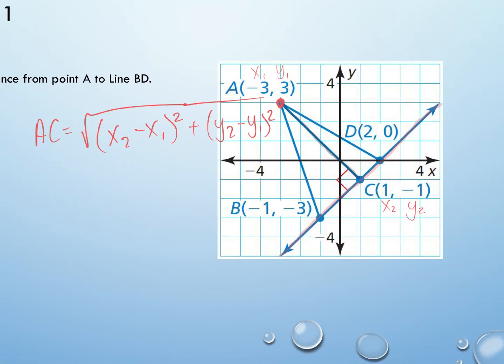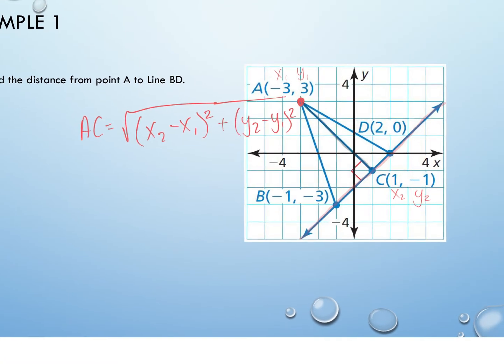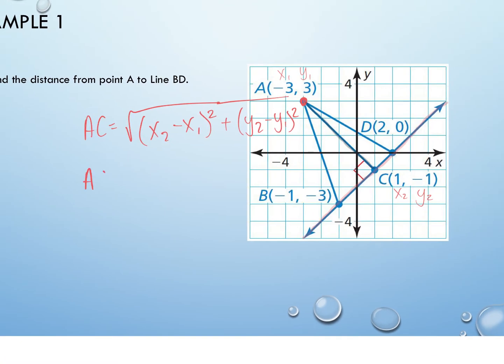What do I do once I've identified my X1, my Y1, my X2, and my Y2? Plug it in, okay? So it's going to be X2. What is X2? It's 1, so we're going to do the square root of 1 minus, what's X1? It's -3. So a minus a negative. Make sure there's 2 negatives there. Then we're squaring it. And we're adding it with y2, which is what? -1 minus, what's y1? -3, and then you're squaring it.